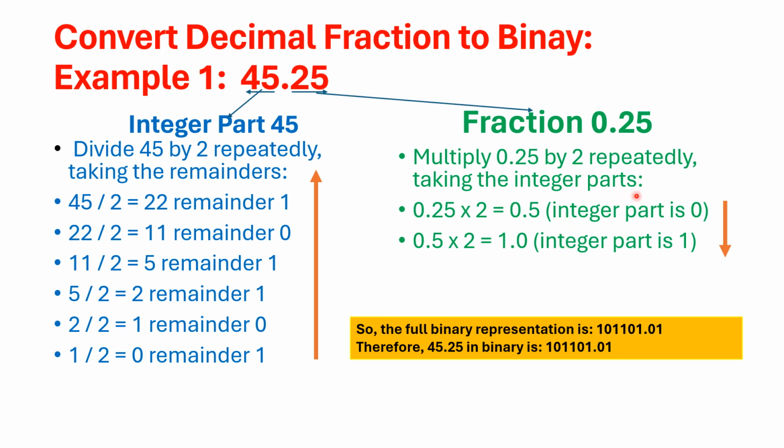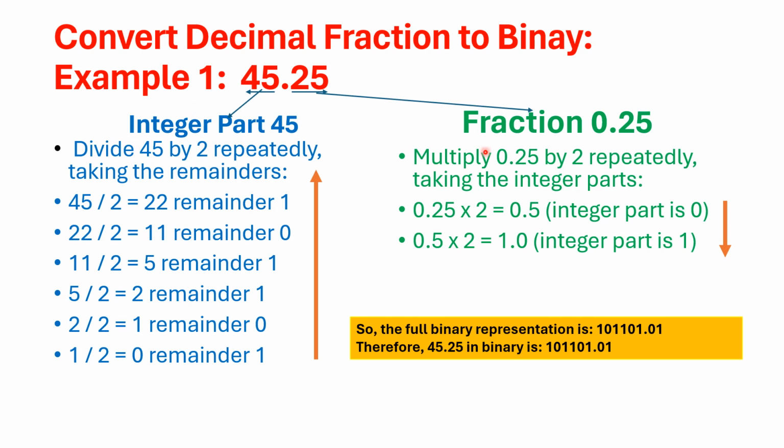So now we write the fraction conversion. It is opposite to the integer. For the integer we start from the bottom and go to the top, but for the fraction, we go from the top to the bottom. The top is 0, we always take the integer part, and the bottom is 1. So 0.25 is equal to 0.01. Now we combine both parts, the integer part and the fraction part.